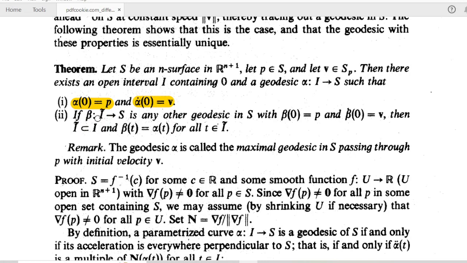This is very similar to the previous theorem. If beta from I tilde to S is any other geodesic in S with beta of 0 equal to p and beta dot of 0 equal to v, that is, beta is another geodesic, then we can say that beta equals alpha on the common domain. That is, beta is a restriction of alpha.